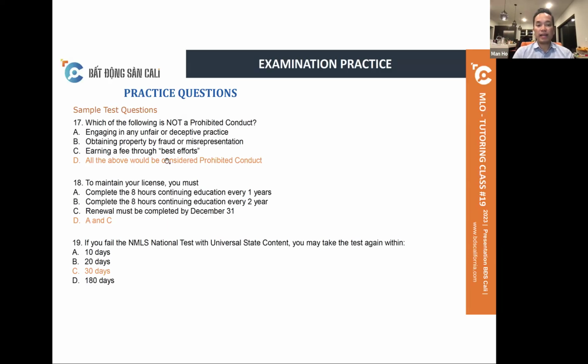Okay, so the D is that all of the above would be considered prohibited. So the not here is saying that's not right, that's not right, that's not right. So this is right. Okay, I just explained 18, A and C. It needs to be every year and by December 31st. Okay. But however, if C says with penalty by February 28, then that should be good too, right?